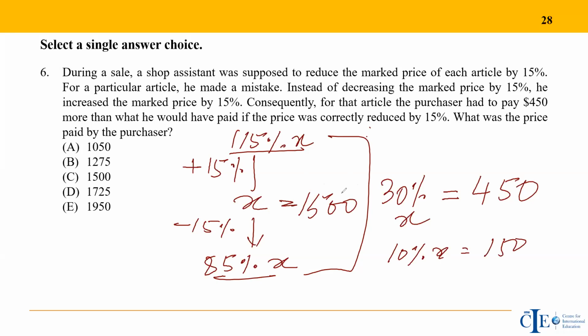That you can get directly. 15 minus 15, 30% का decrease है. 30% is 450. So 15 threes are 45. So 10% is 15. So hence 100% is 1500. Now, once you got 1500, what we need to find? This or this? Okay, ये चाहिए कि ये? It says what is the price paid by the purchaser.